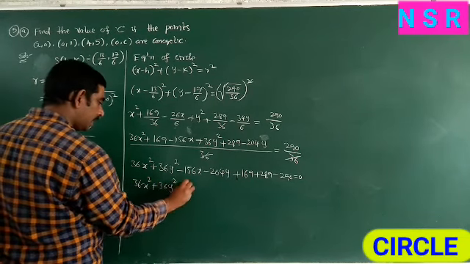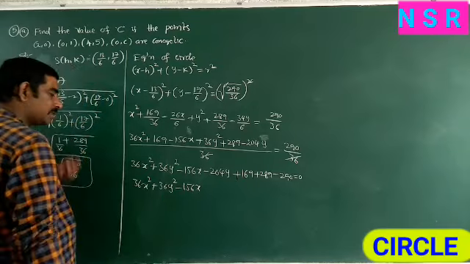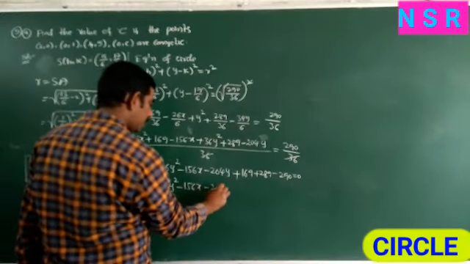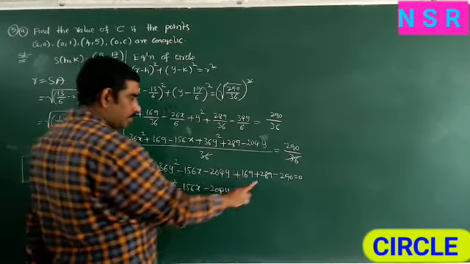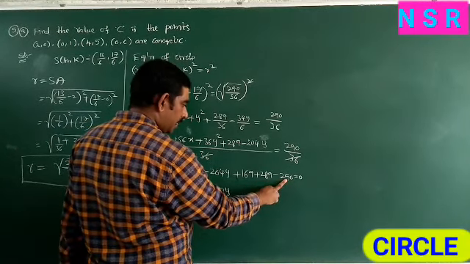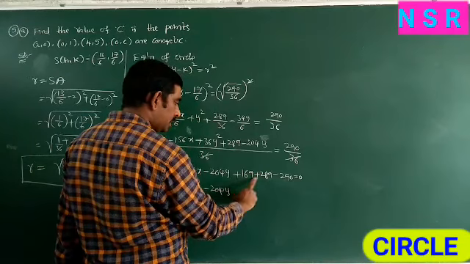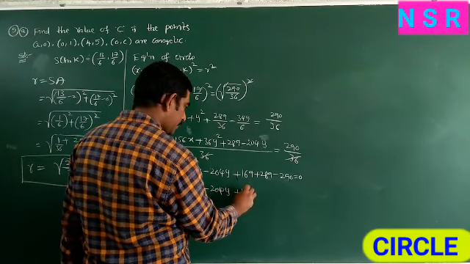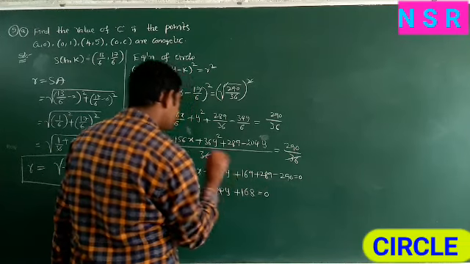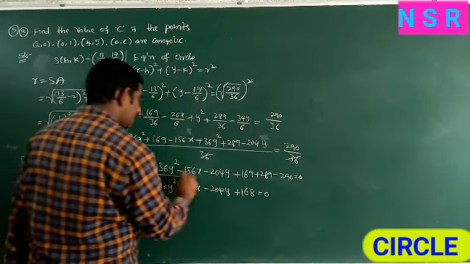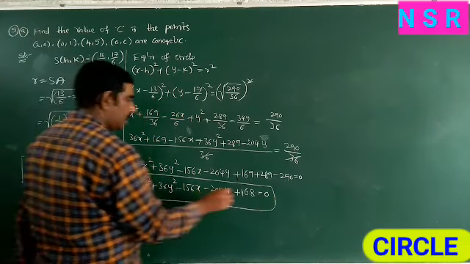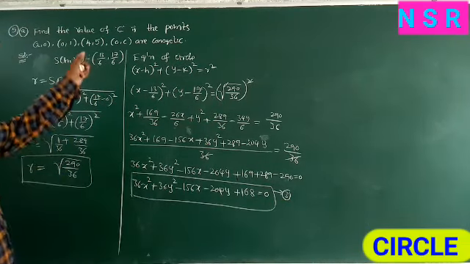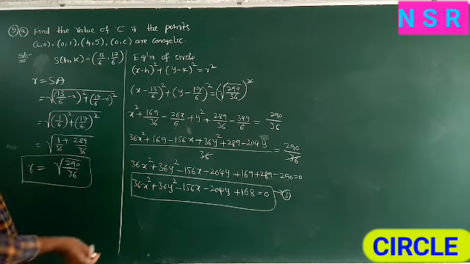So we get the circle equation 36x² + 36y² − 156x − 204y, 289 − 290 we get −1, 169 − 1, 168 equal to 0. So this is our circle equation. Take it as equation number 3. Now the remaining point is D. Now substitute the D point in this equation.